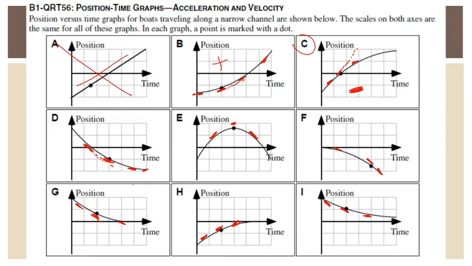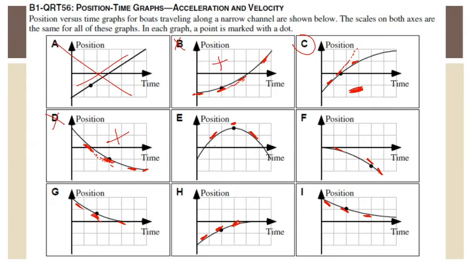So the velocity was negative, but it's getting less negative. And if an object has an initial velocity that's negative, and it's slowing down, that means the acceleration is positive. So that is not our answer. So far, we only have C.